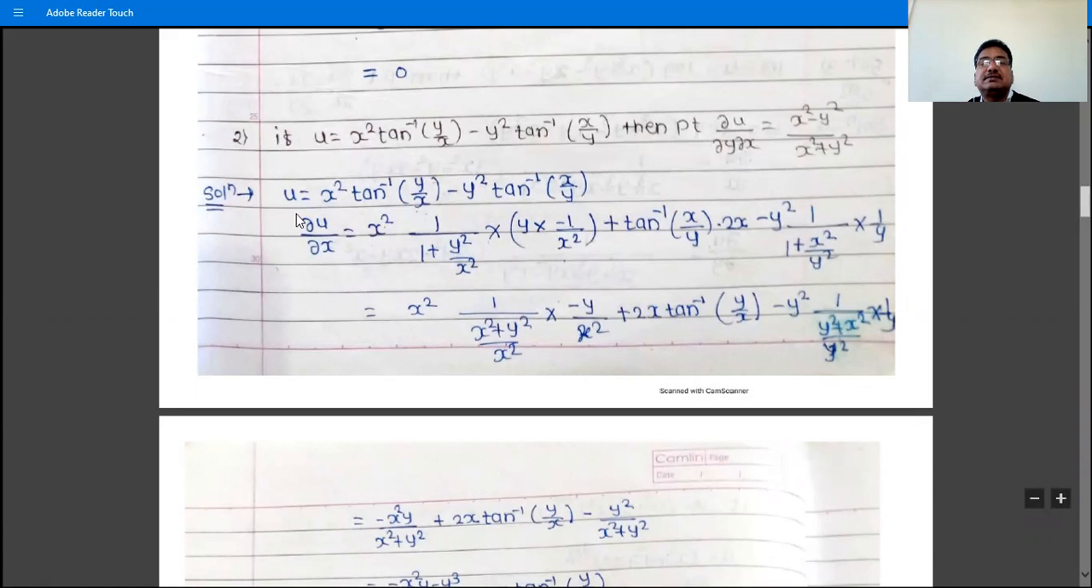So u is this, and then what is del u by del x? First, what is del square u by del y del x? It is del by del y of del u by del x. That is, first find del u by del x, and then find its derivative with respect to y.